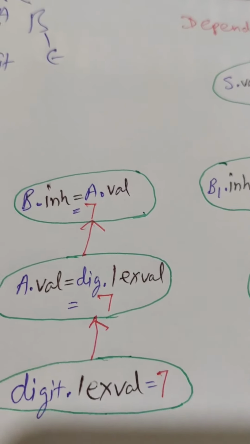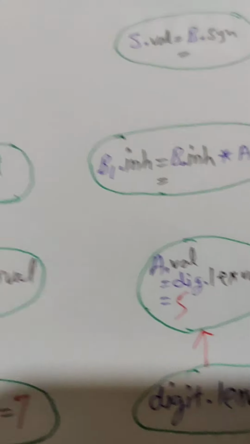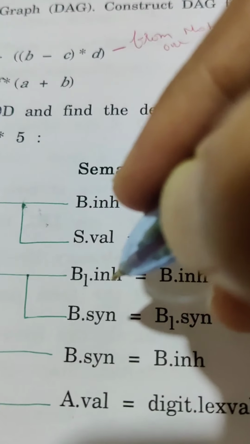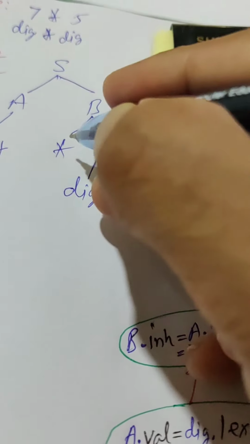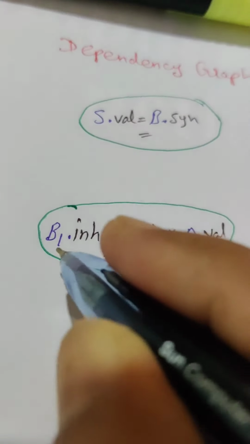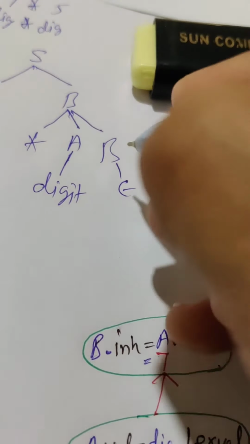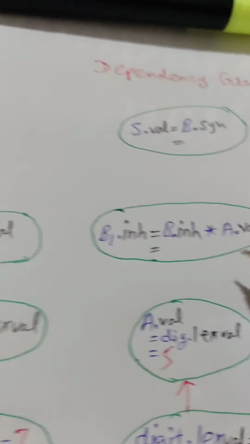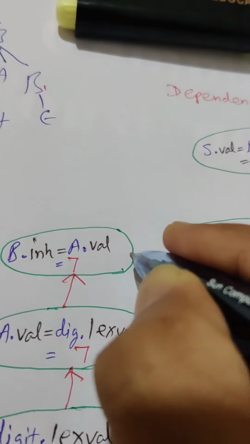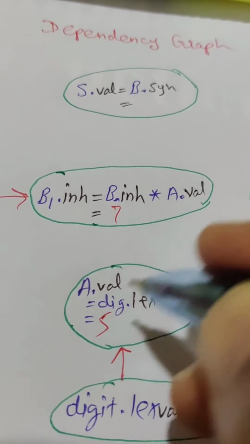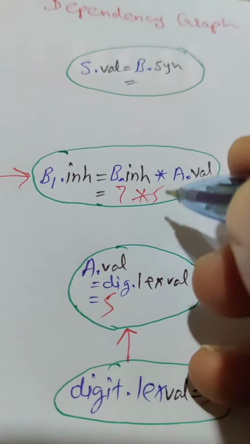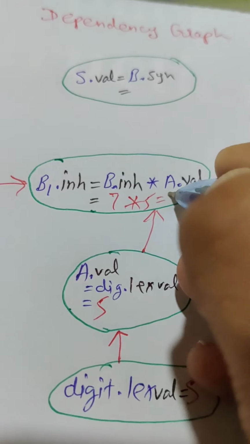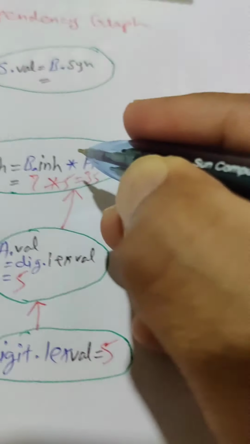Now, next we're going to have this value for the B goes to *AB rule. We have here B1.inh equal to B.inh into A.val. So for this B goes to *AB, we have the most important node, that is B1.inh. Okay, so B1.inh equal to B.inh. So B.inh here is 7, so that's a 7. So the value comes from here, and then A.val is 5. So here 7 into 5 value is going from here. Okay, so the total value is 35. So the value of B1.inh is 35.